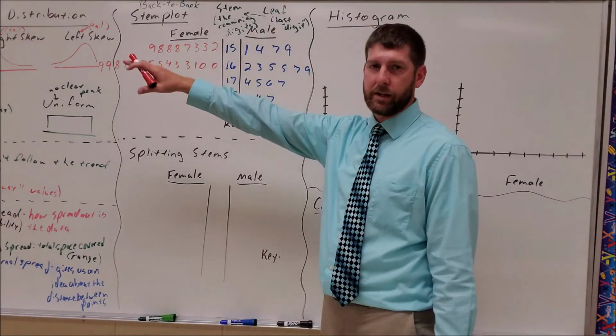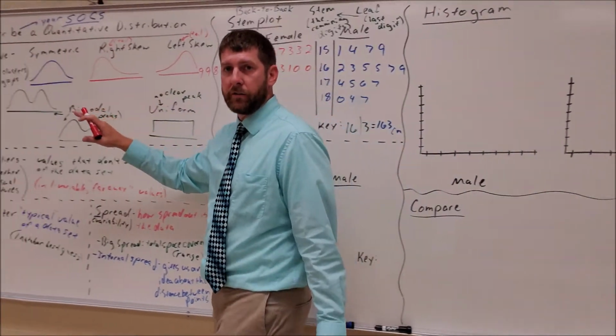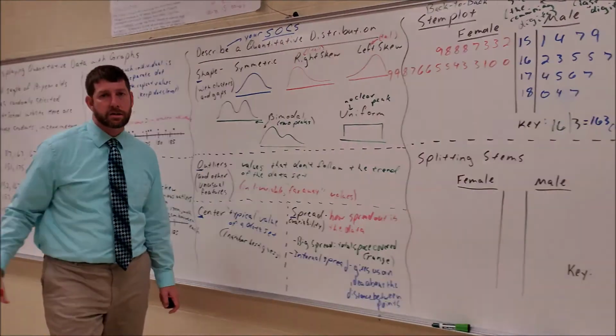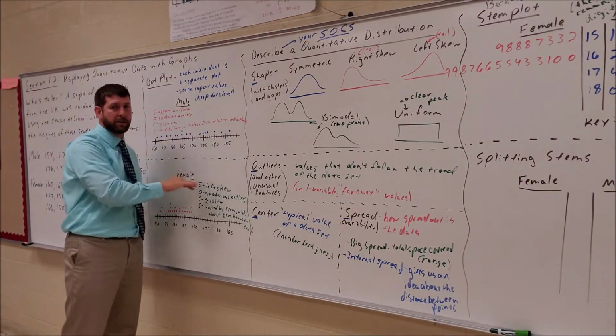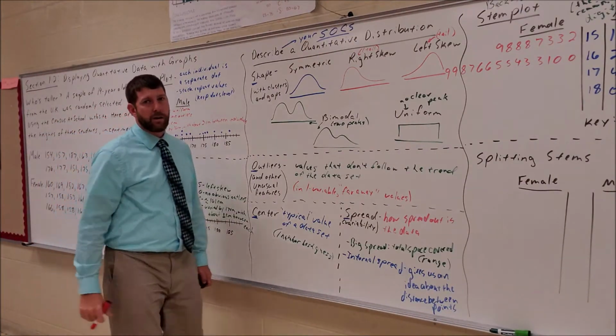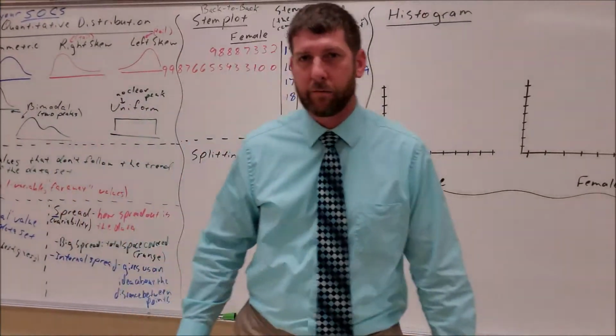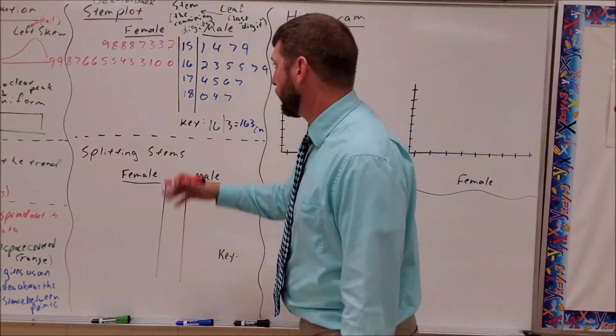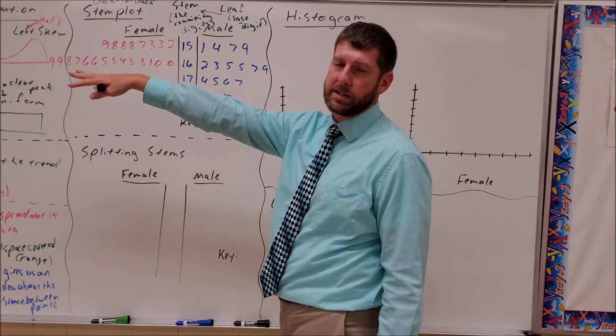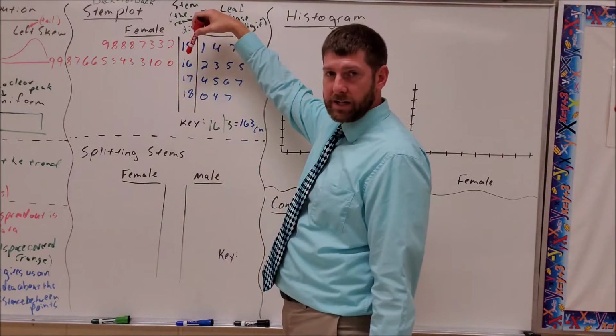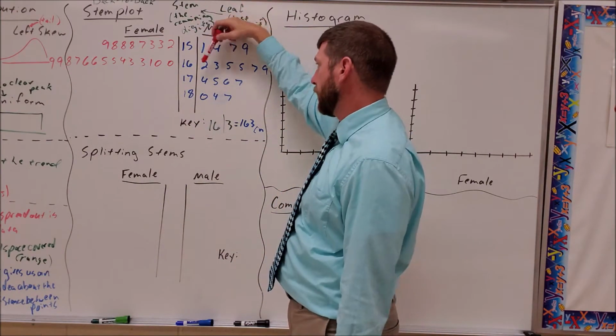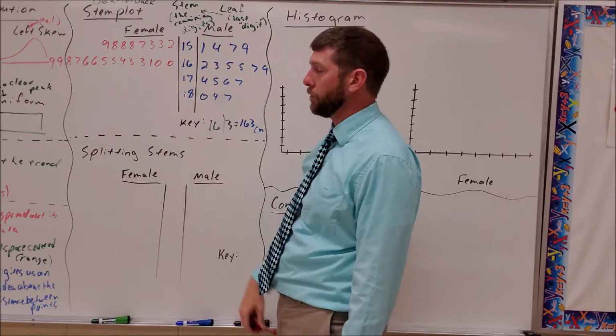I felt like the dot plot was really, really spread out. It was really, really flat. You couldn't get a really good picture of what's going on. I feel like this stem plot right here works in the other direction. I think it's too condensed because now instead of counting by ones, we're now counting by tens. I grouped all of my 150s, all of my 160s, all of my 170s, all of my 180s.